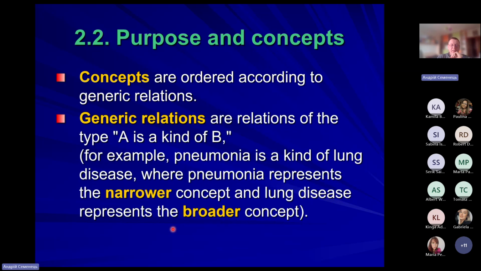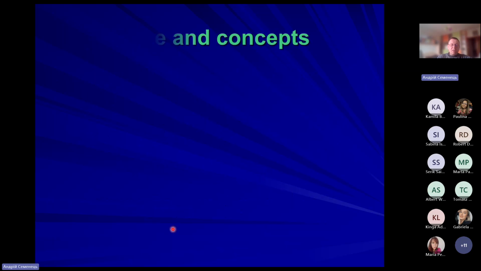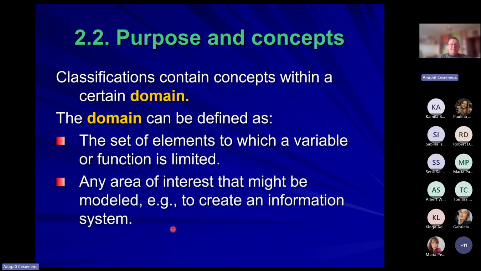So when we talk about concepts, they are ordered according to generic relation. And generic relation is a relation like AIDS is a kind of infection, pneumonia is a kind of lung disease, and pneumonia represents a narrow concept, and this represents a broader concept. And every time we have many such cases. As a result, classification contains concepts within a certain domain. And the domain can be defined as a set of elements to which a variable or function is limited, and any area of interest that might be modeled to create an information system about. In our case, the domain will be the healthcare area. So the healthcare area is an entire domain.